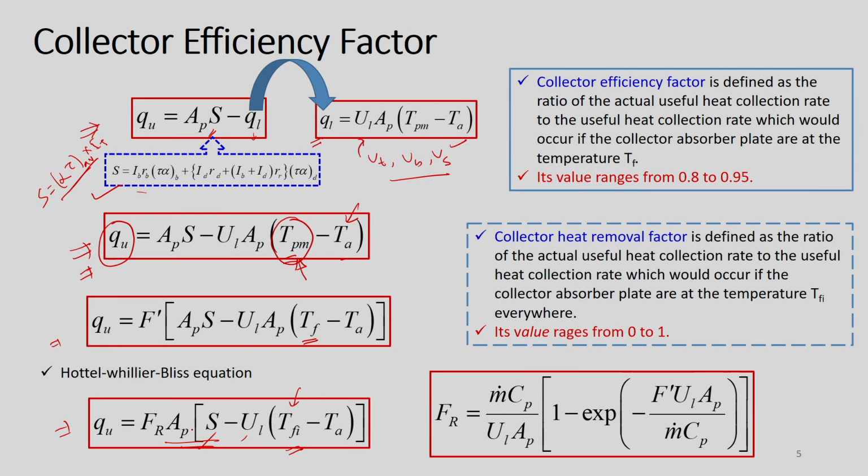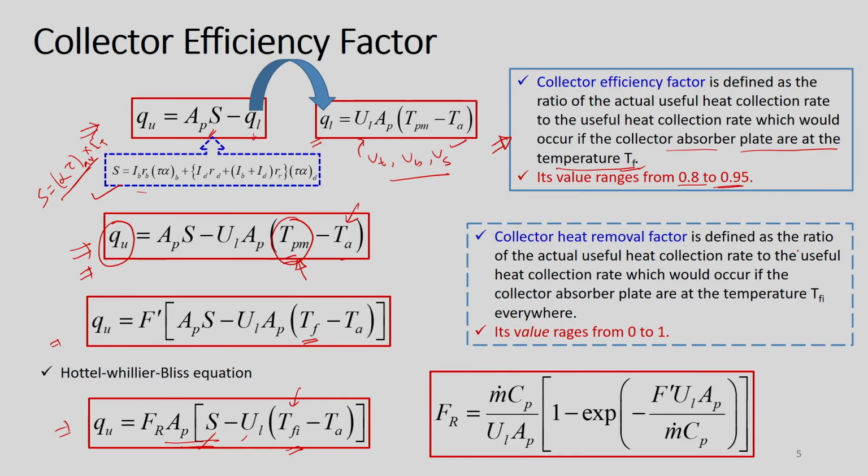Okay. So, this F dash is nothing but collector efficiency factor, which is defined as the ratio of the actual useful heat collection rate to the useful heat collection rate which would occur if the collector absorber plate are at the temperature of TFI. Okay. So, this is the definition of collector efficiency factor, and its value ranges from 0.8 to 0.95.